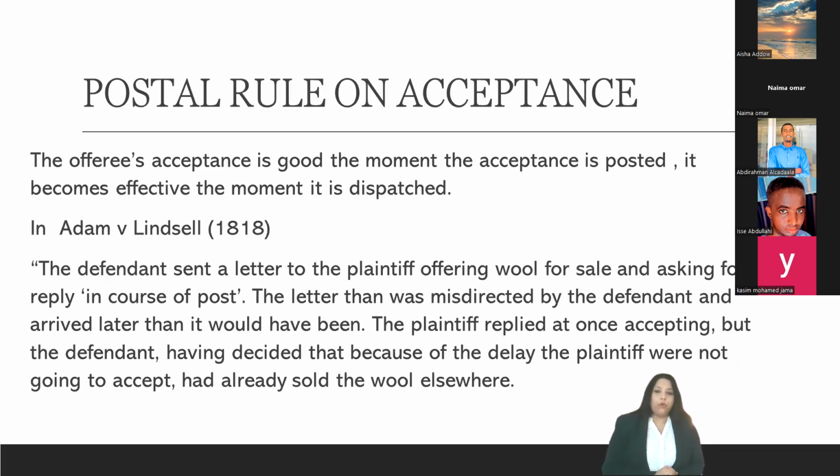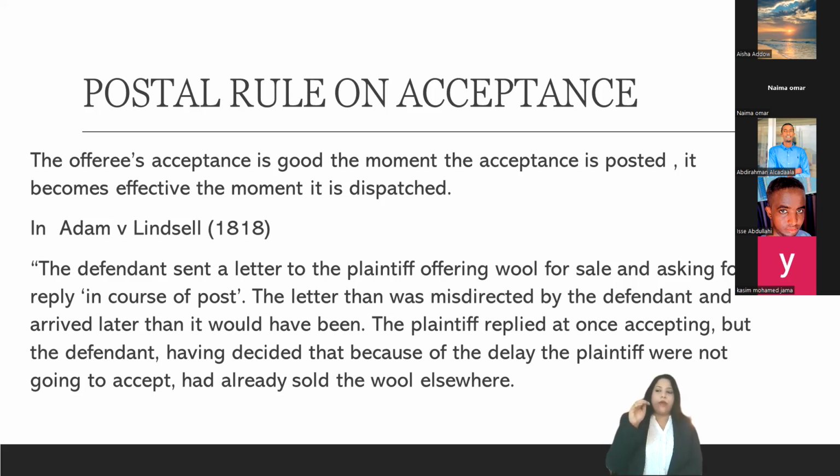Next is a postal rule on acceptance, or a post box rule, once upon a time as it was called. This is again an age-old theory which got attached to the contract laws. Here, the offeree accepts. Who is an offeree? To whom the offer is made, or to whom the proposal is made. Proposal, offer, is the same thing. So to whom the proposal is made, the offeree's acceptance is good the moment the acceptance is posted.